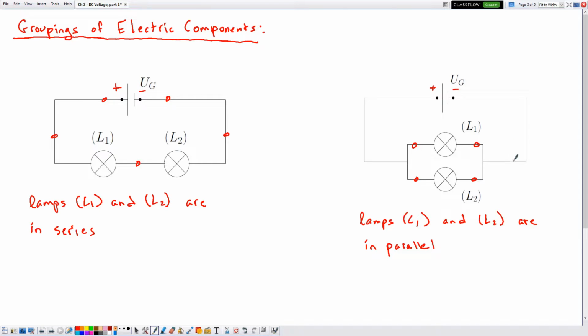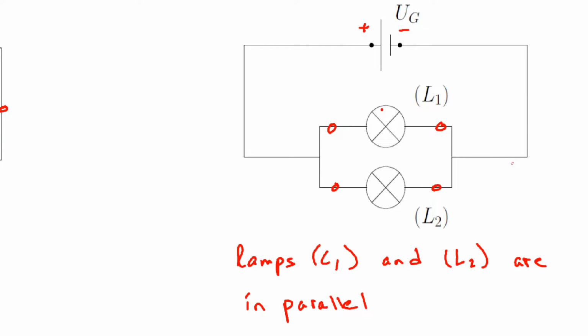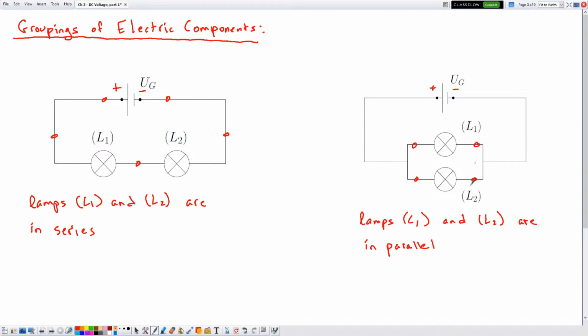And this is because the two lamps have two terminals in common. So the first terminal of the lamp L1 is connected to the first terminal of the lamp L2, and the second terminal of the lamp L1 is also connected to the second terminal of the lamp L2. Therefore, the lamps L1 and L2 are said to be in parallel.